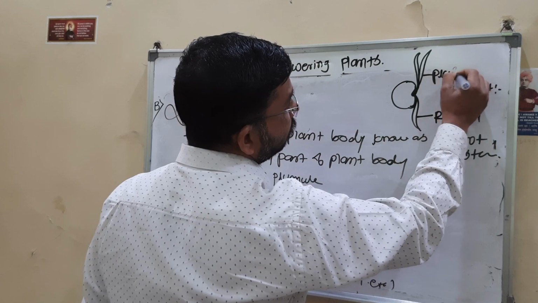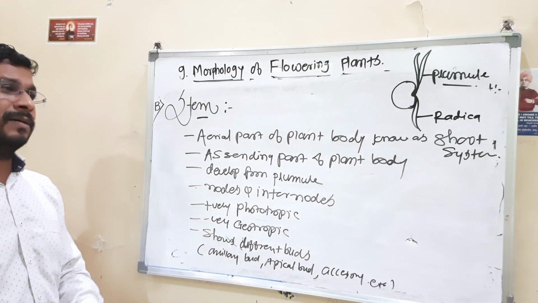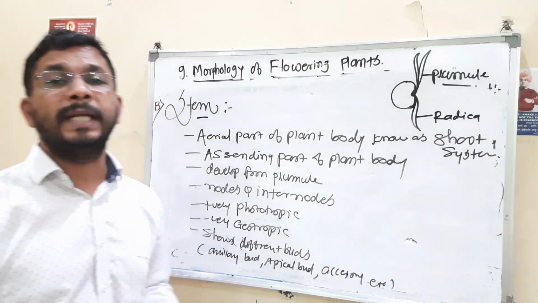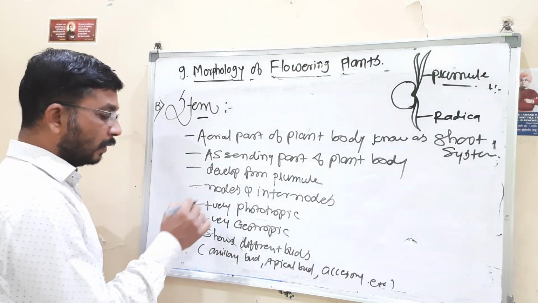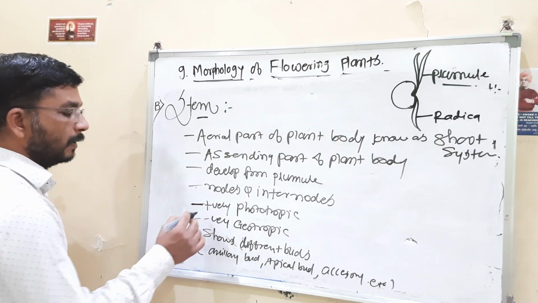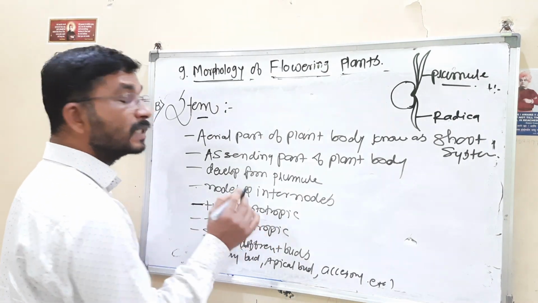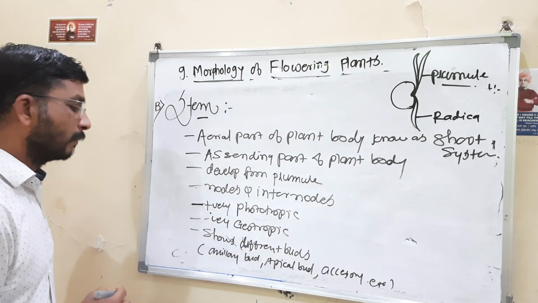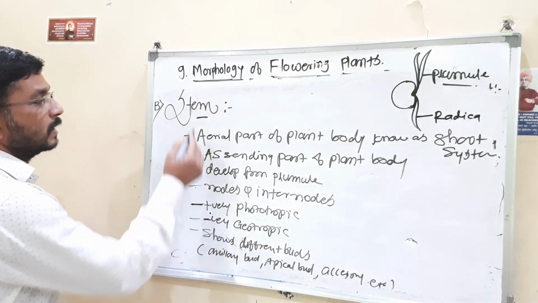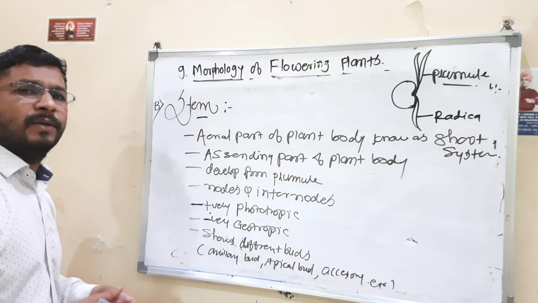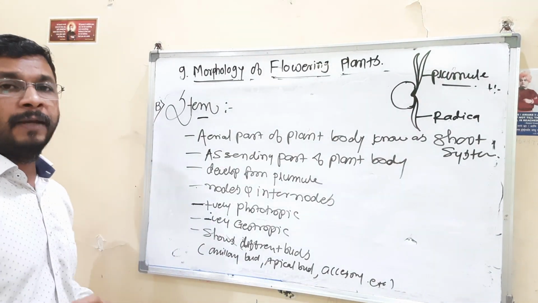and that is called the plumule. And when we talk about some similarities and dissimilarities of root and stem, what we observe is that the stem is positively phototropic. In case of root, it is negatively phototropic. In case of root, we found it positively geotropic. In case of stem, we found it negatively geotropic. All these kinds of differences we can observe in stem and root.